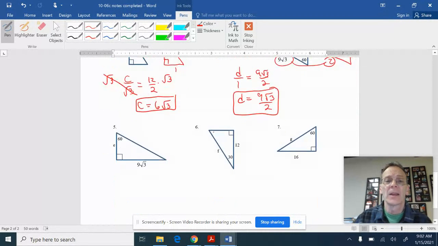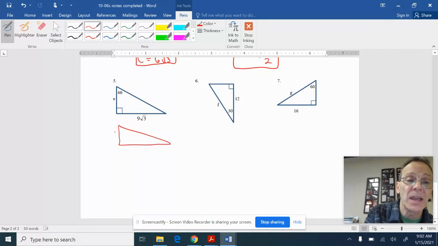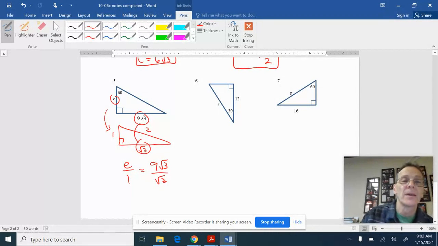Okay? We got 3 more here. And the process is the same for all 3 of these. Process is exactly the same. I'm going to draw my own 30, 60, 90, label the sides properly, 1, 2, and square root of 3, and then here's my correspondences. The E corresponds to this 1, the 9 radical 3 corresponds to this radical 3, so E over 1 is equal to 9 radical 3 over radical 3.